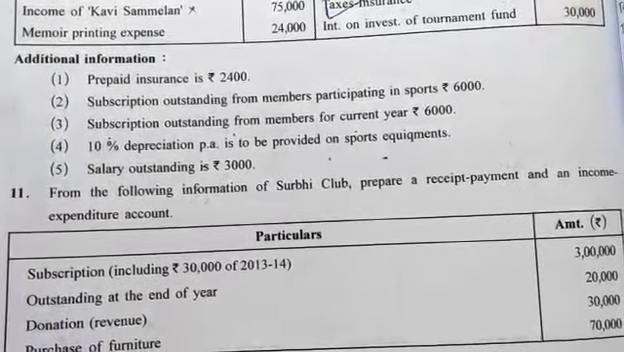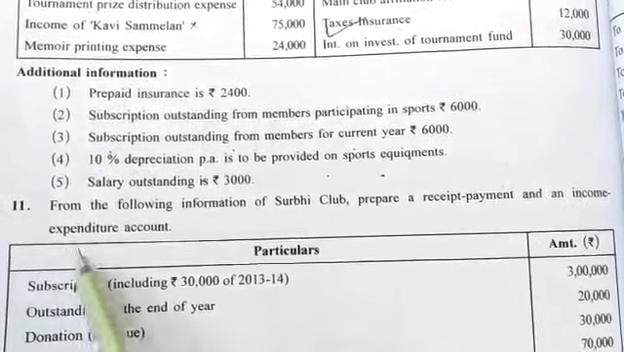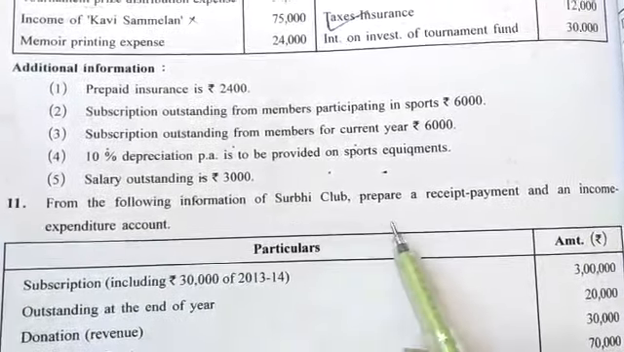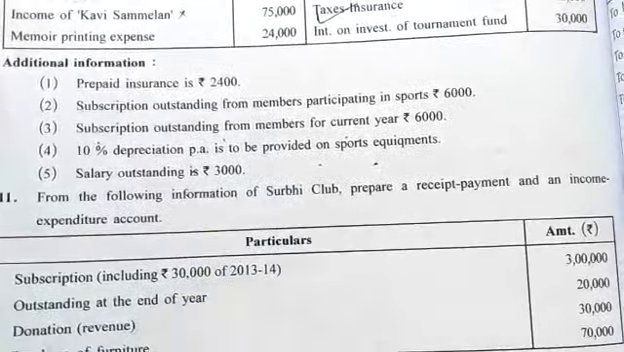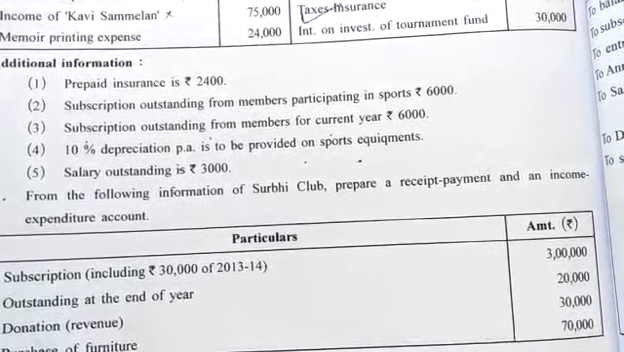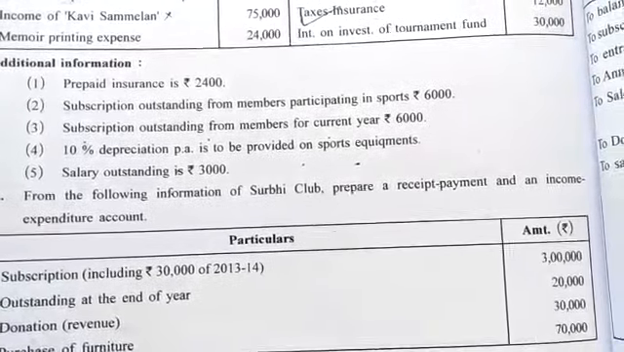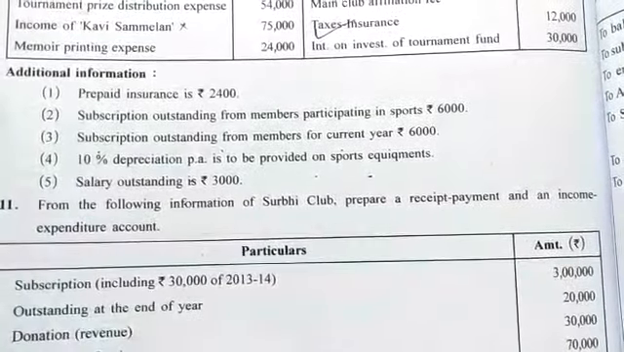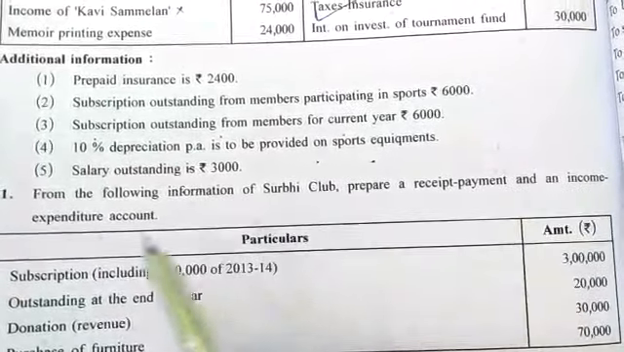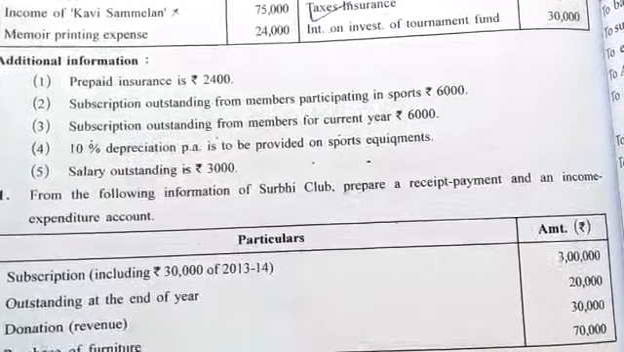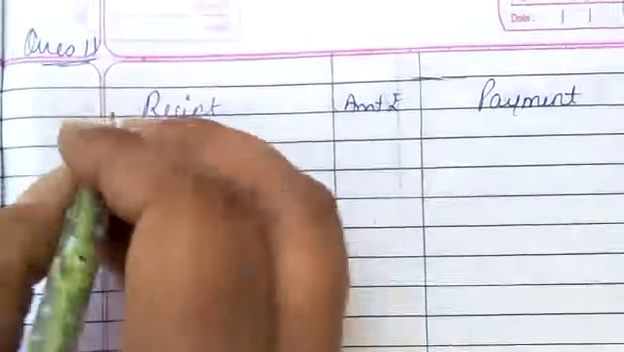Hello students, today we will start with our next sum, that is sum number 11. From the following information of Sobi Club, prepare a receipt and payment and income and expenditure account. So in this sum we need to prepare both the things. For solving the sum, let us prepare first the accounts of both income and expenditure and receipt and payment. So let's start. Here I have prepared the receipt and payment for sum number 11.